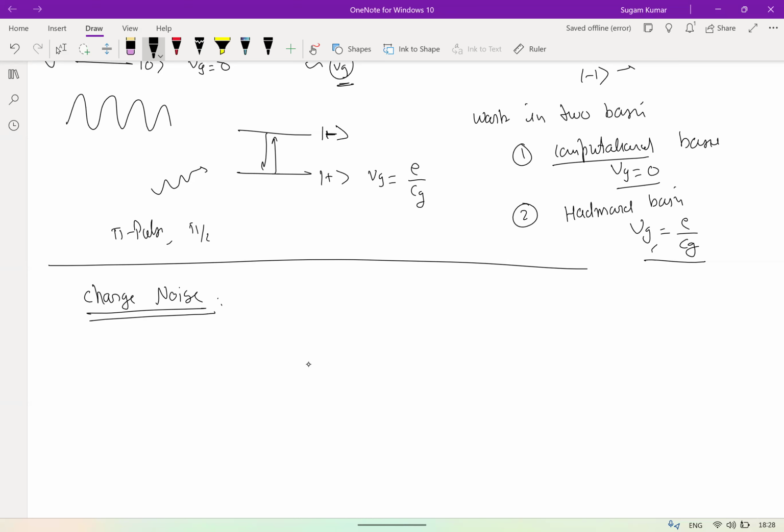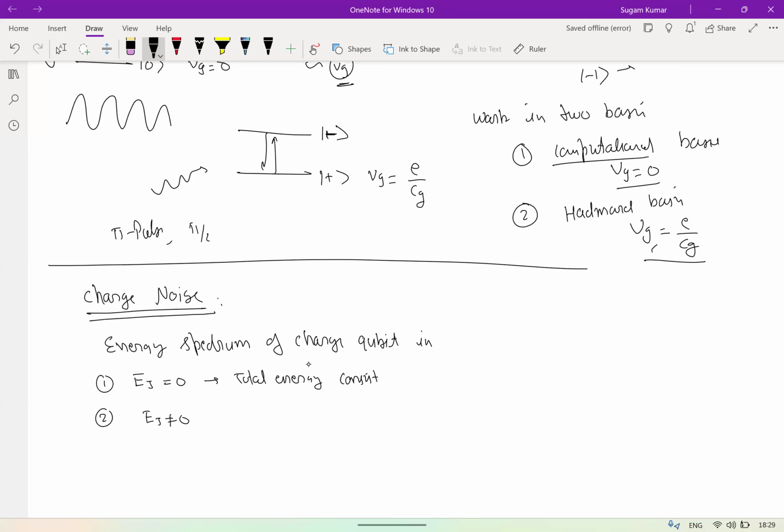So, for example, if I try to plot the energy spectrum of a charge qubit in two cases. Number one, let us say EJ is 0, and second, the case when EJ is not equal to 0. So when EJ is 0, it means the total energy consists only of the charging energy.